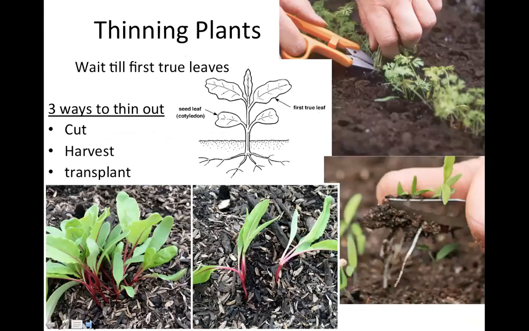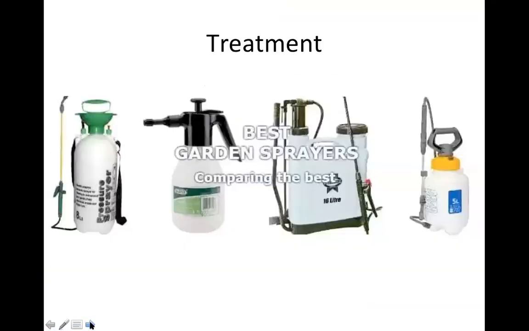Thinning, we talked about thinning. If you find you planted too closely, I mean, you can play with the spacing some, but if you've got a lot of plants planted too closely, thin them out. You can either cut them or actually transplant them around your garden. But yeah, if you have too many things growing together, you're going to have some fungal issues and things like that. And then treatments.